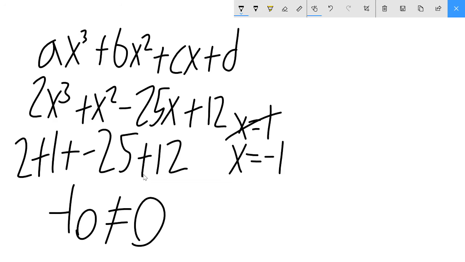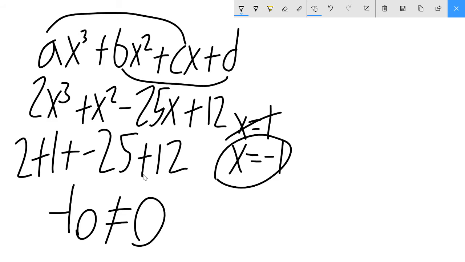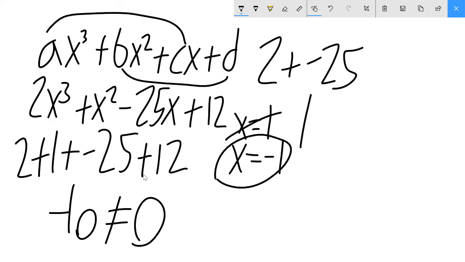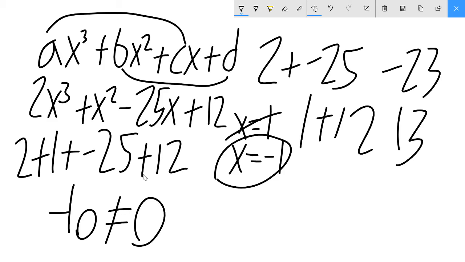To check if x equals negative 1, you add up the opposite coefficients. You add a and c, and you add b and d, and if a plus c equals b plus d, then you know x equals negative 1. So a is 2, and c is negative 25, and b is 1, and d is 12. 2 plus negative 25 is negative 23. 1 plus 12 is 13. Those two numbers are not equal. So we know x cannot equal 1, and x can also not equal negative 1.